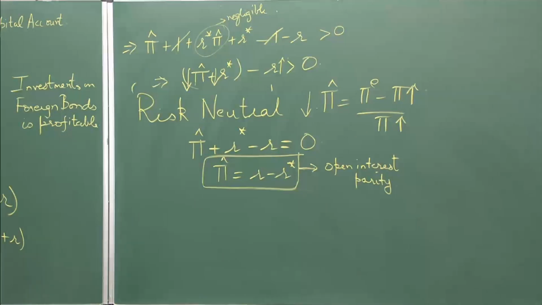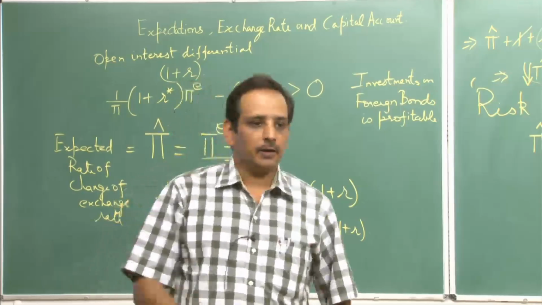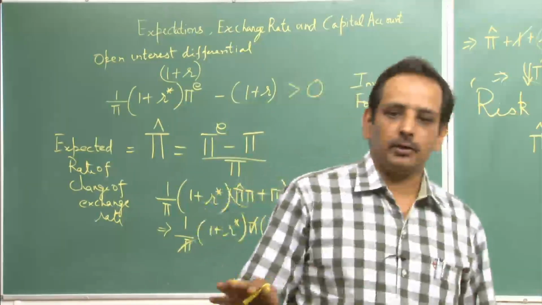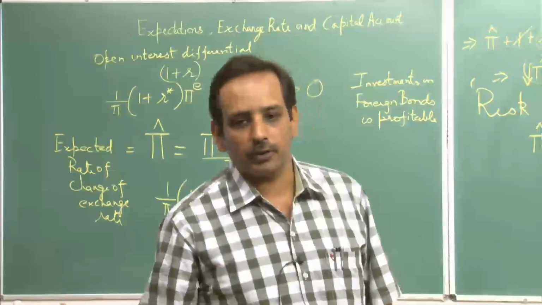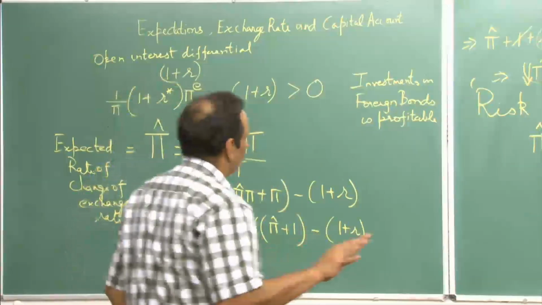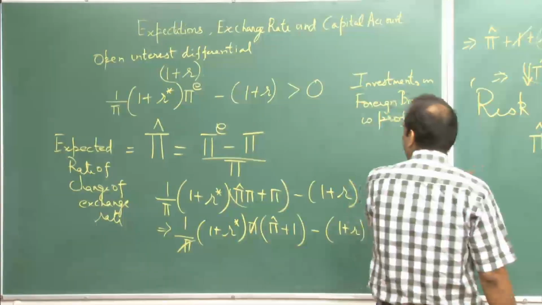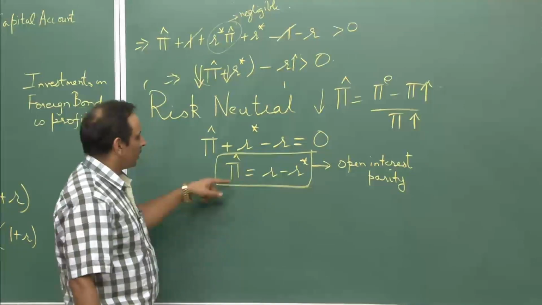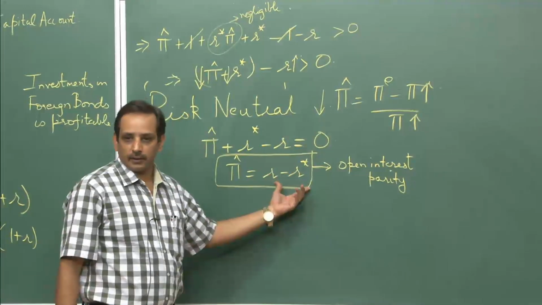This is the uncovered interest parity. This is an equilibrium condition. There are no arbitrage opportunities available. So, you have the expected rate of change of the exchange rate equal to the differential in interest rates.